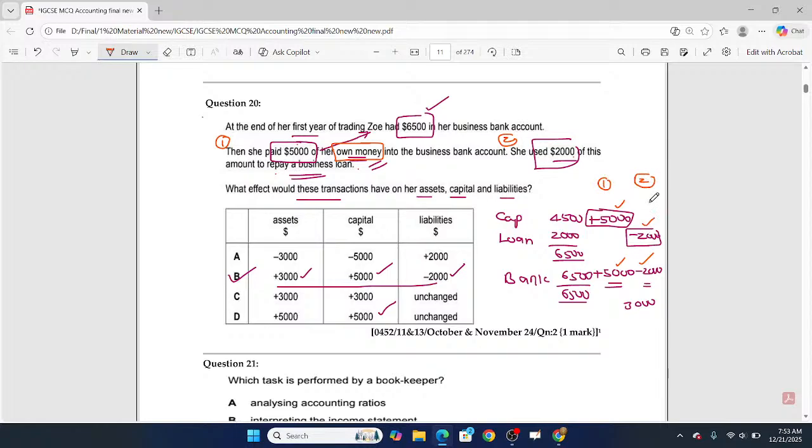Now you have to find out the impact due to these two transactions. Due to these two transactions, capital increases by 5,000. In the case of loan, 2,000 is decreasing, so liability decreasing is correct. And in the case of bank, 5,000 increases, 2,000 decreases, ultimately 3,000 increasing. That will be true here as well, no problem. But anyhow, all three should be matching. Then B is the correct answer here because assets are increasing, capital is increasing, liability is decreasing. Is that clear?